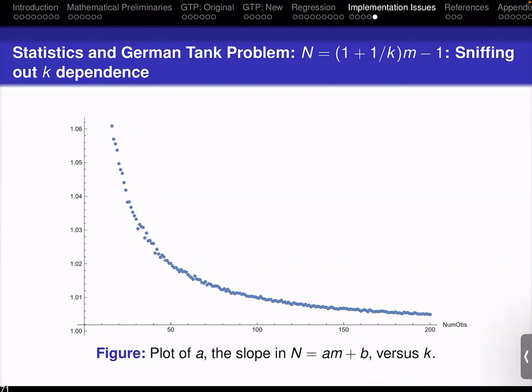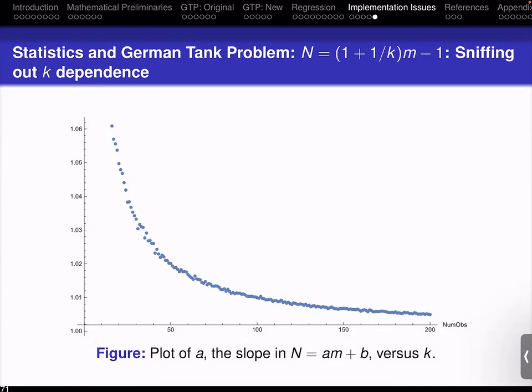Which is the more important one, the a or the b? The a, the slope, because as I change m, the b is not going to change, but a times m is going to change a lot. So I want to try to plot the slope a against the maximum tank versus k, the number of observations. So the x-axis is the number of observations, it's k. The y-axis is the best slope.